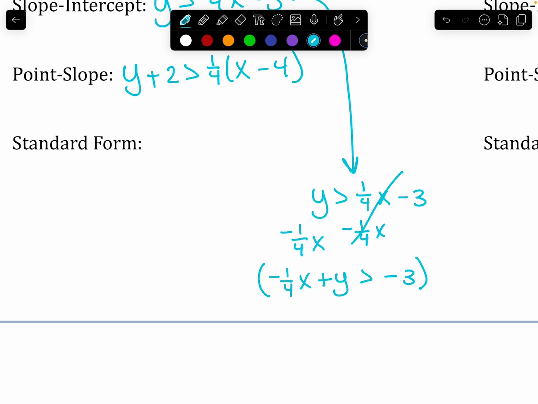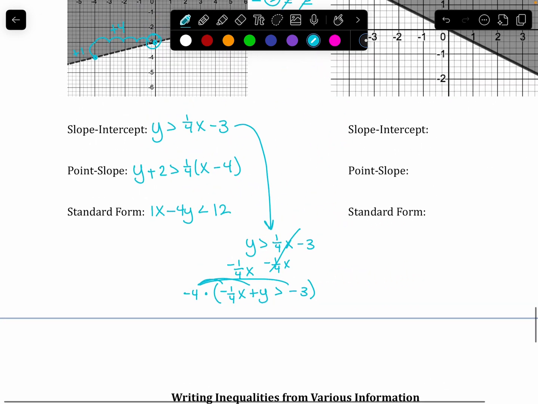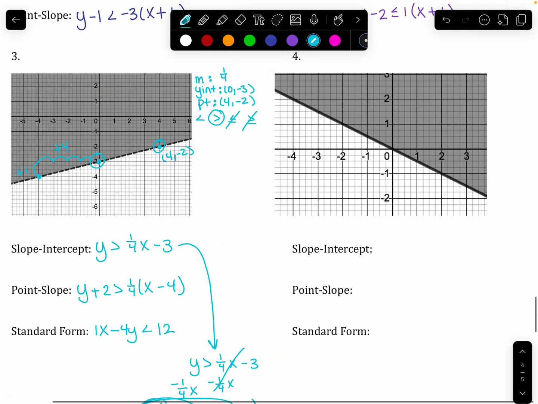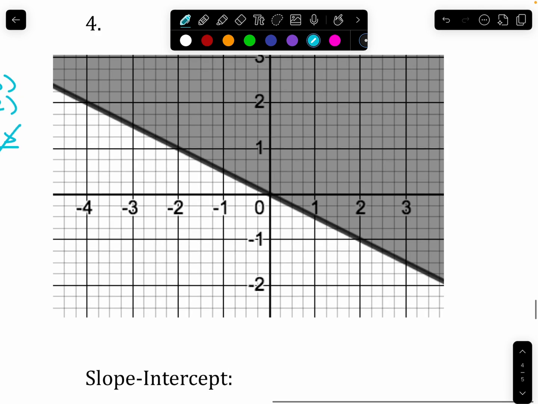In order to make my a value a positive and not a fraction, I have to multiply everything in here by -4. And when I do that, I will get a 1x minus 4y. I just multiplied by a negative, so your inequality symbol has to flip. And then a positive 12. And there's my inequality in standard form. You could have converted from point slope form to get that, but you're going to get the same thing. You need to pay very close attention, though. When you multiply by a negative, you got to flip your inequality symbol.